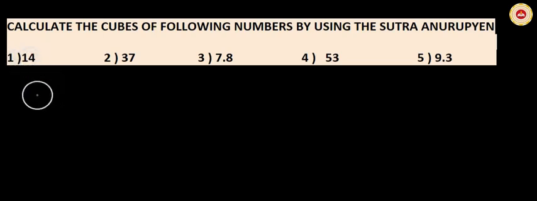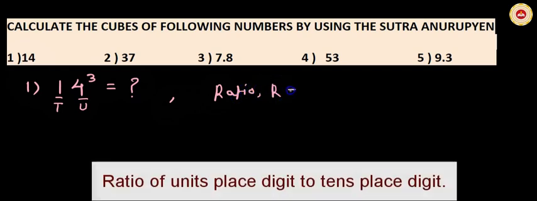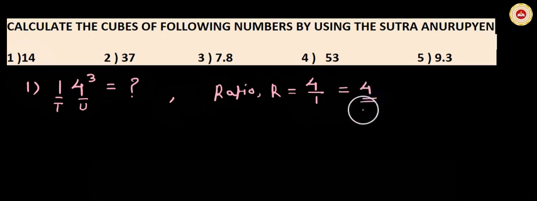Cube of a given number, 14. First example, 14 cube. There are two digits in this number. 4 is the units place digit and 1 is the tens place digit. So the ratio R is 4 upon 1. Correct? It means 4. So we are going to use this 4 in further calculations.